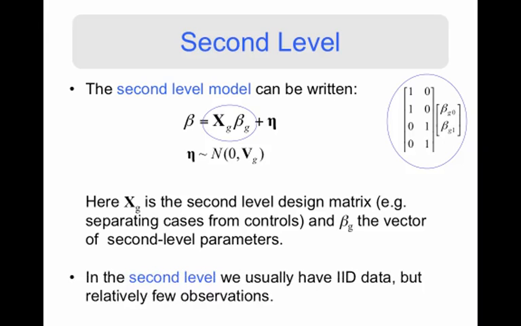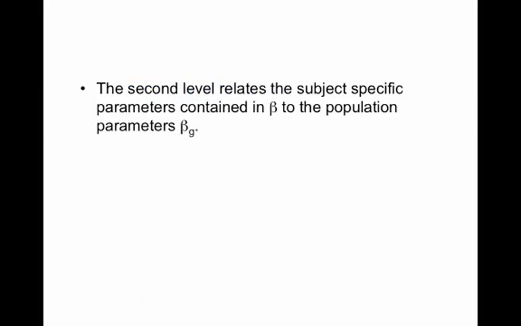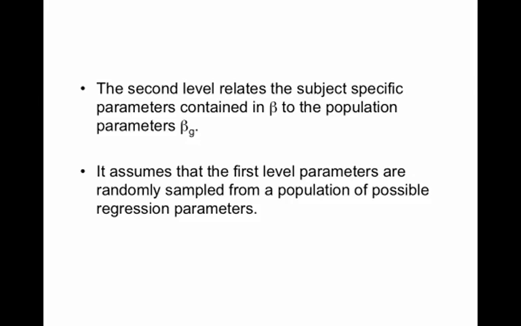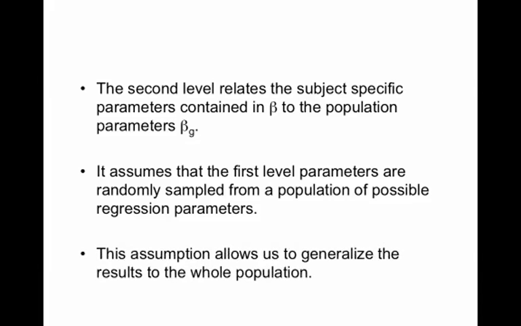In the second level model, we usually have IID data, so we assume that the betas from different subjects are independent of one another. However, we have relatively few observations. We might only have, say, 20 subjects or so. So the second level relates the subject-specific parameters contained in beta to the population parameters beta g. It links the individual subject's data to the population from which the subjects were drawn. What it does is assume that the first level parameters have been randomly sampled from a population of possible regression parameters. And because we make this assumption, this allows us to generalize the results to the whole population.